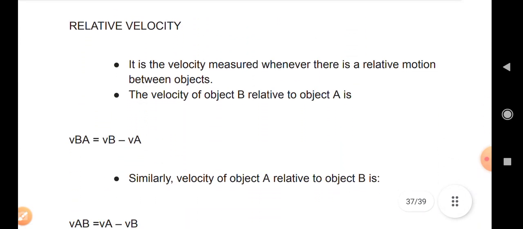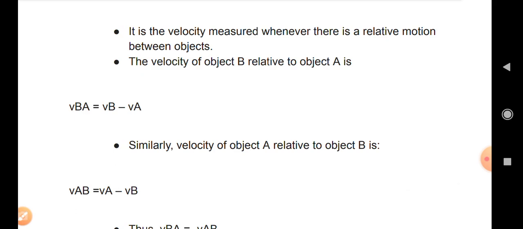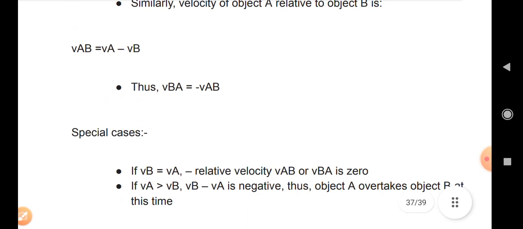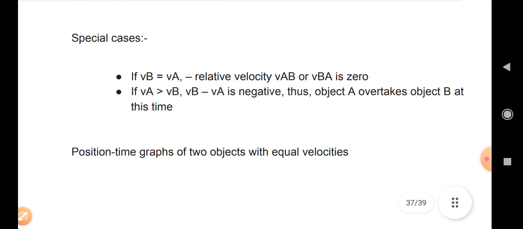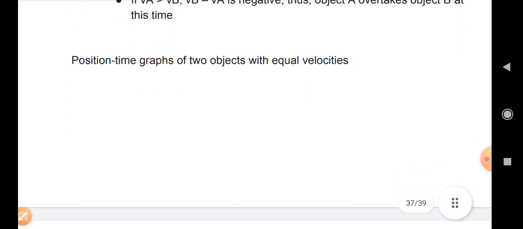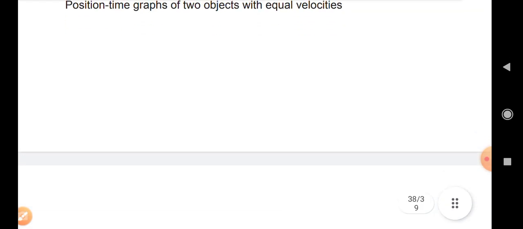Relative velocity is the velocity measured whenever there is relative motion between objects. The velocity of object B relative to object A is VBA equal to VB minus VA. Similarly, the velocity of object A relative to object B is VAB, equal to VA minus VB. Thus, VBA is equal to minus VAB. If VB is equal to VA, relative velocity is 0. If VA is greater than VB, then VB minus VA is negative. Thus, object A overtakes object B at this time.